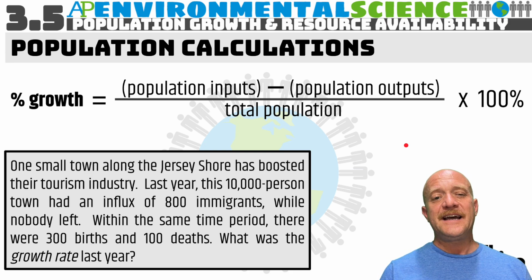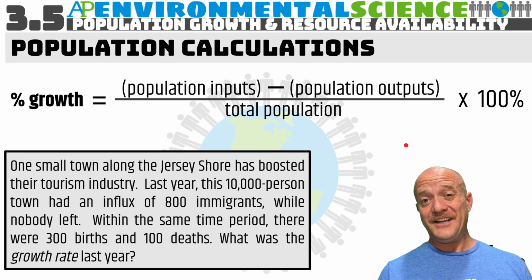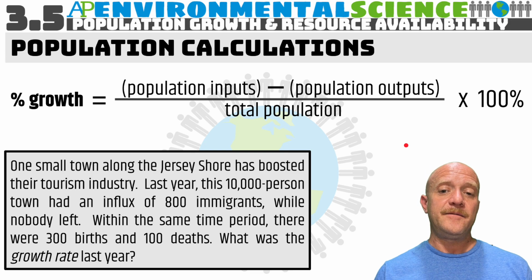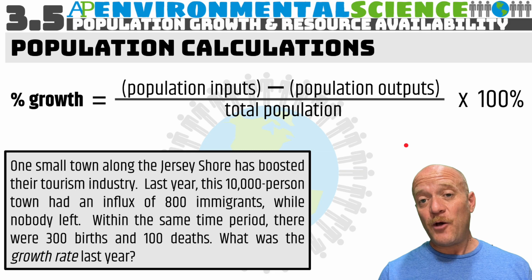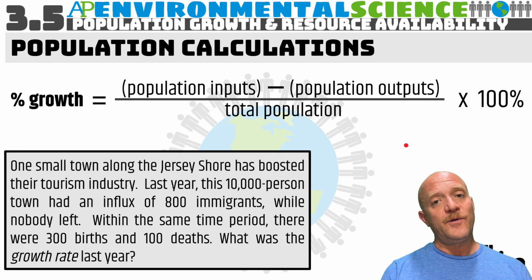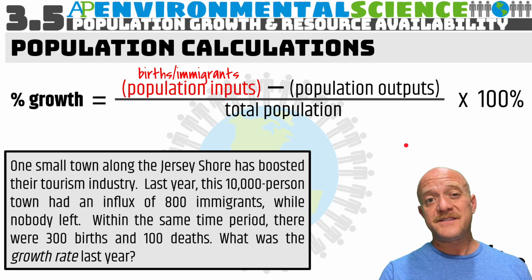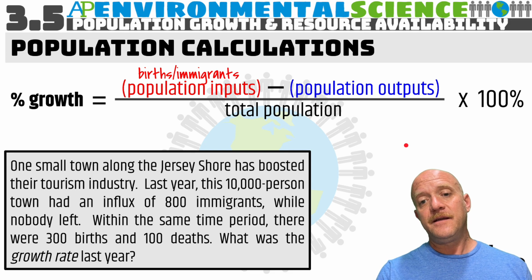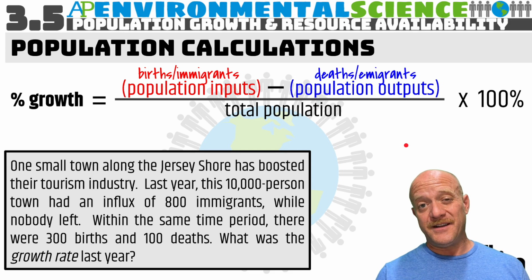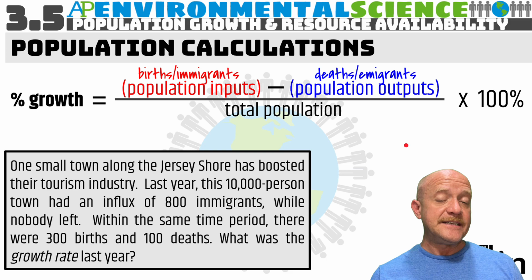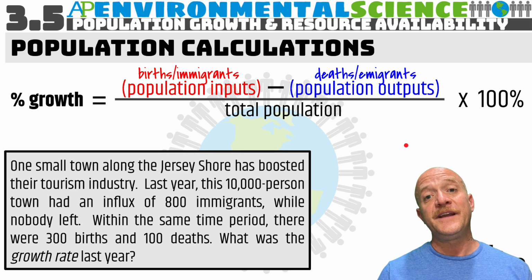Now this is a different type of population calculation. When we're seeing percent growth, we're looking at inputs minus the outputs divided by the total population. Again, this is an equation that you're just going to have to memorize. And when we're talking about population inputs, we really mean births plus immigrants. The population outputs, we mean deaths plus emigrants. So an immigrant is moving into the country and an emigrant is moving out of the country.